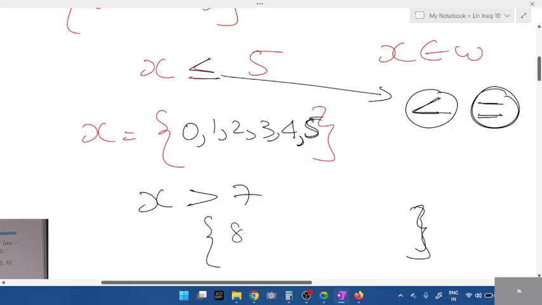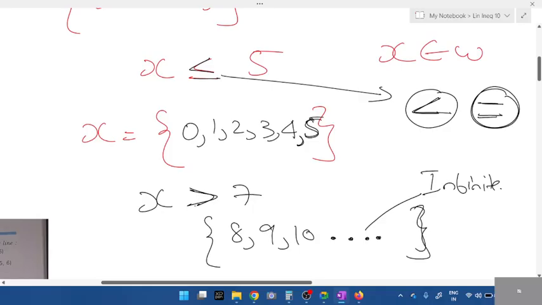All the numbers: 8, 9, 10. And you think, yeah, there is no end, right? There is no end. Whenever they give x is greater than 7, 8, 9, 10, we put dots here. What do these dots represent? Infinity. So after 7 it continues: 8, 9, 10, 11, it goes on. You can't keep writing all the numbers, therefore you write infinity.